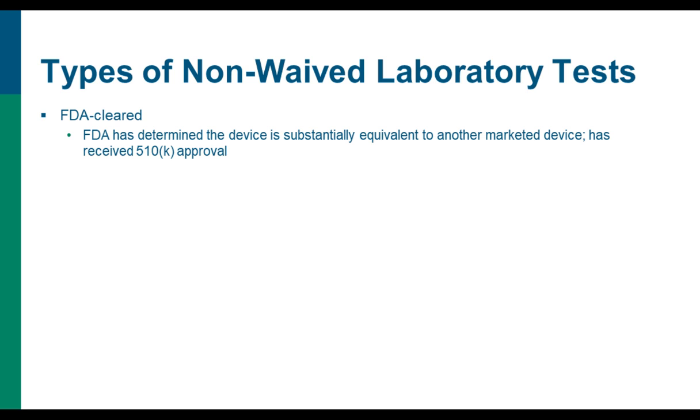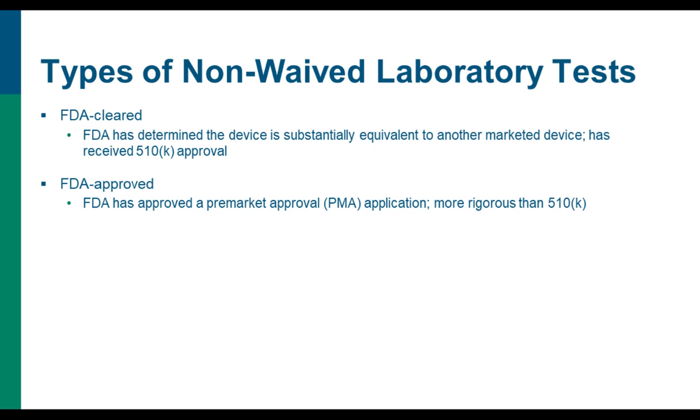So I want to just discuss the breakdown of the different definitions. FDA cleared is a test that the FDA has determined is substantially equivalent to another already approved device or test, and this is referred to as a 510(k) approval. There's also FDA approved, so often FDA cleared and FDA approved are used interchangeably, but they actually have slightly different definitions. FDA approved is where it has received approval for a pre-market approval application, and this is a more rigorous application for the FDA than a 510(k).